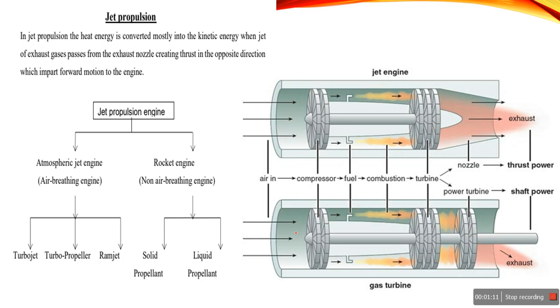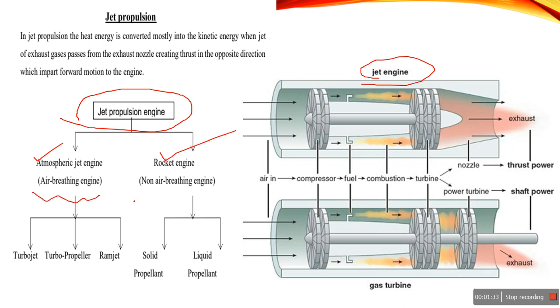In a gas turbine, there is no need of a diffuser or a nozzle at the exhaust. But in the case of a jet engine, the initial part is the diffuser and at the outlet is the nozzle, which produces thrust force for the propulsive motion. Jet propulsion engines are classified into two groups: atmospheric jet engine and rocket engine, also called air breathing and non-air breathing engines. The rocket engine is again classified into solid propellant and liquid propellant. The rocket engine, the last part of this topic, we will discuss further in detail.